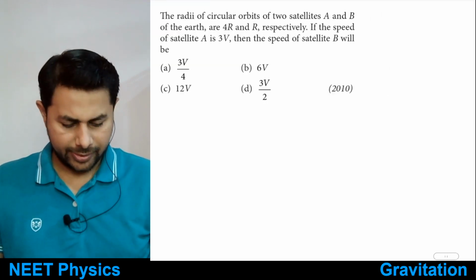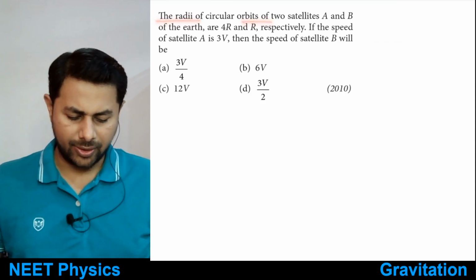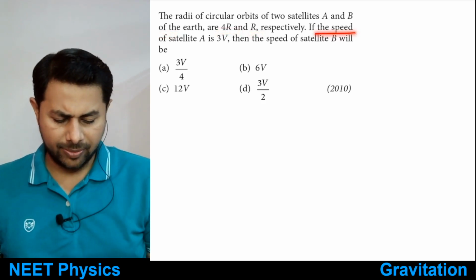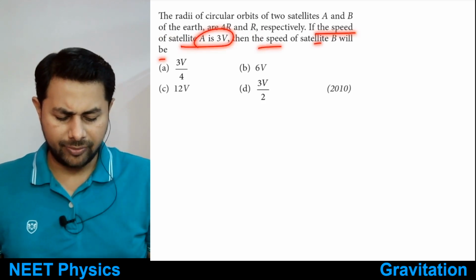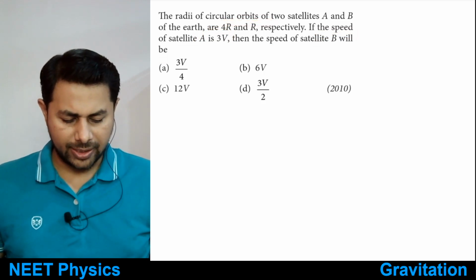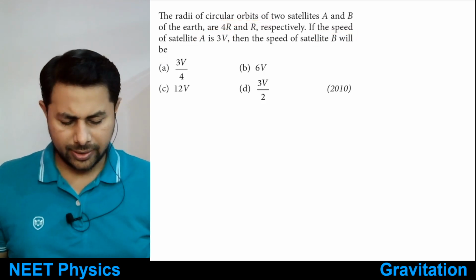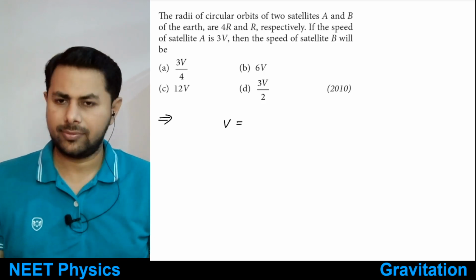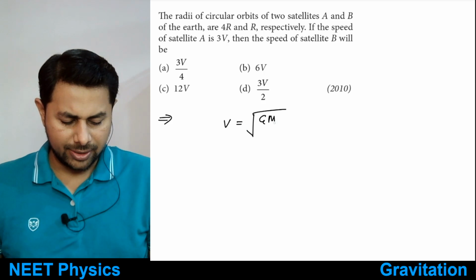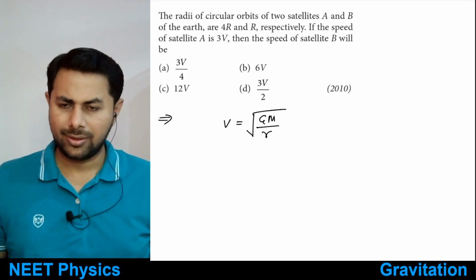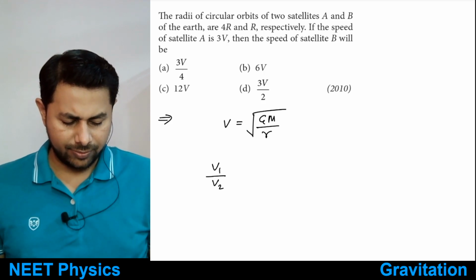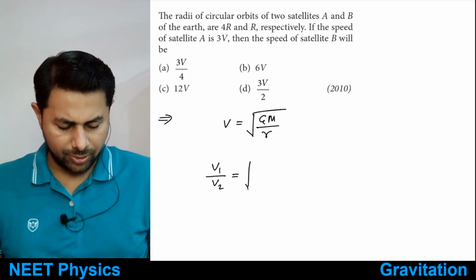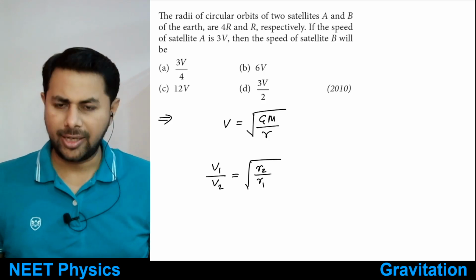Let's see the next one. The radii of circular orbits of two satellites A and B of the Earth are 4R and R respectively. The speed of satellite A is 3v, then the speed of satellite B will be. The radii of circular orbits are given and you want the ratio of the speeds. This is simple. You know that Vc is equal to the square root of GM divided by R. So let's take V1 is to V2, and GM would be constant. It is inversely proportional to the root of R, and that's why it will be R2 divided by R1.